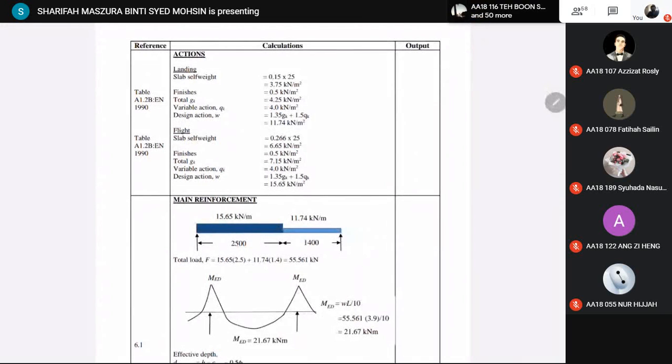Consider 1 meter width. That's why instead of kilonewton per meter square, now it's become kilonewton per meter, because we consider 1 meter width for our flight. And for the landing, 11.74 kilonewton per meter.